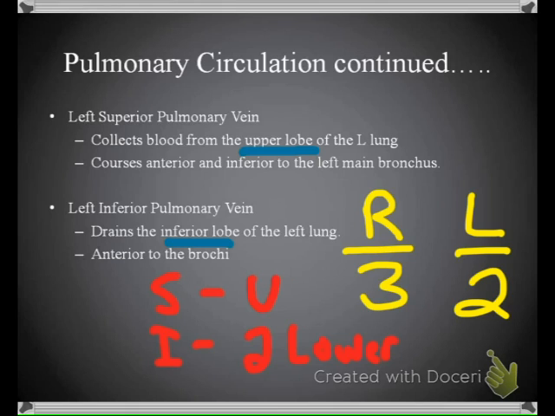And so if you can keep the right side straight, then the left side instantly makes sense, because if you remember that the superior on the right side collects from the upper lobe and the inferior collects from the 2 lower lobes, then you're going to instantly know what the left superior and inferior pulmonary veins do as well. And so everything kind of hinges on the right side.